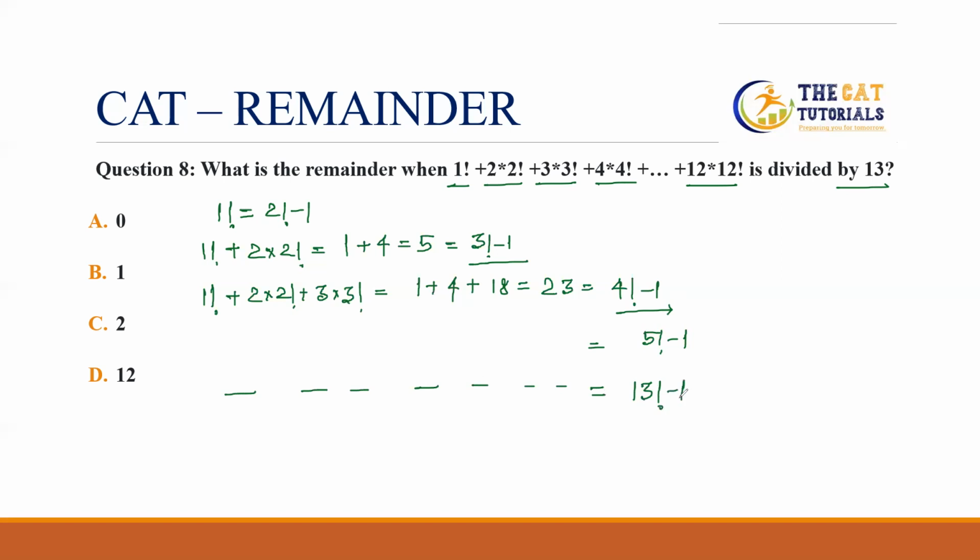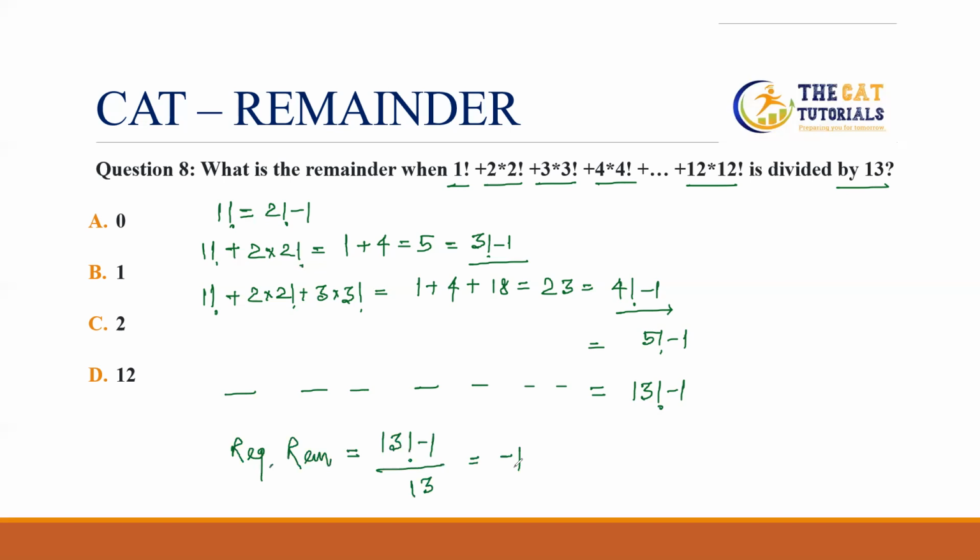So students, see in what way we have got the value of the expression, and it is very easy to calculate the remainder. So how can you calculate the required remainder? Right now we have to divide 13 factorial minus 1 by 13. This is a very basic concept: 13 factorial is a multiple of 13, so it will give you 0 remainder. So the remainder of this part is minus 1.